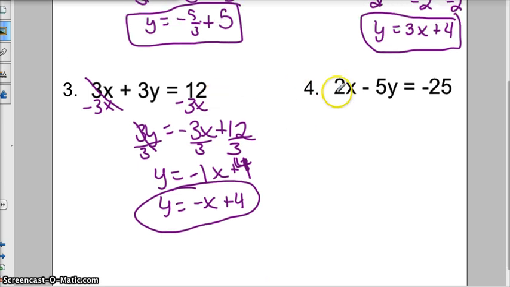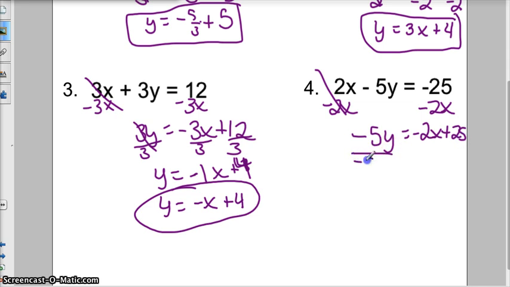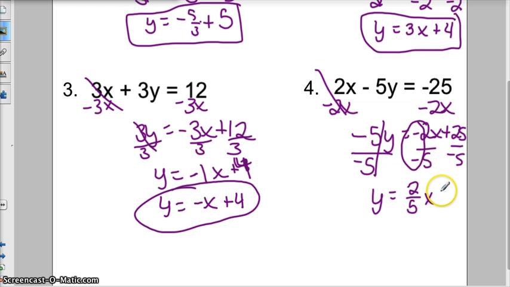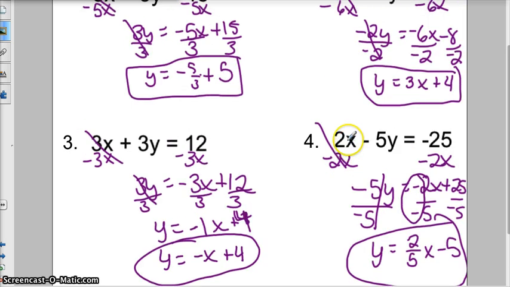All right, and this last one, subtract 2x, scratch that out, and bring down your negative 5y equals negative 2x plus 25. Divide each thing by that number in front, each term. Negative 5 divided by negative 5. So y equals, this becomes, again, we want to get rid of that negative over negative, which turns into a positive 2 over 5x, and then 25 divided by negative 5 is minus 5. All right, make sure to bring those notes to class tomorrow.